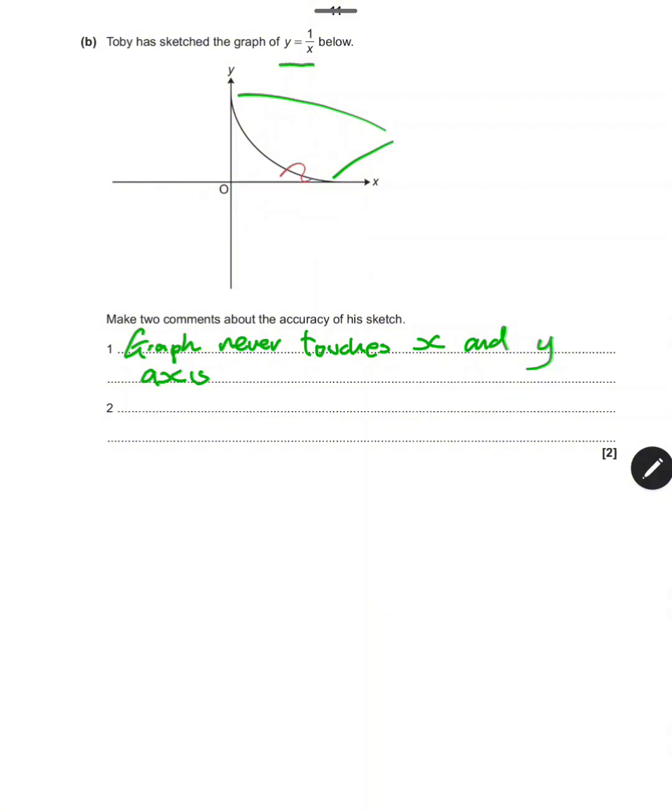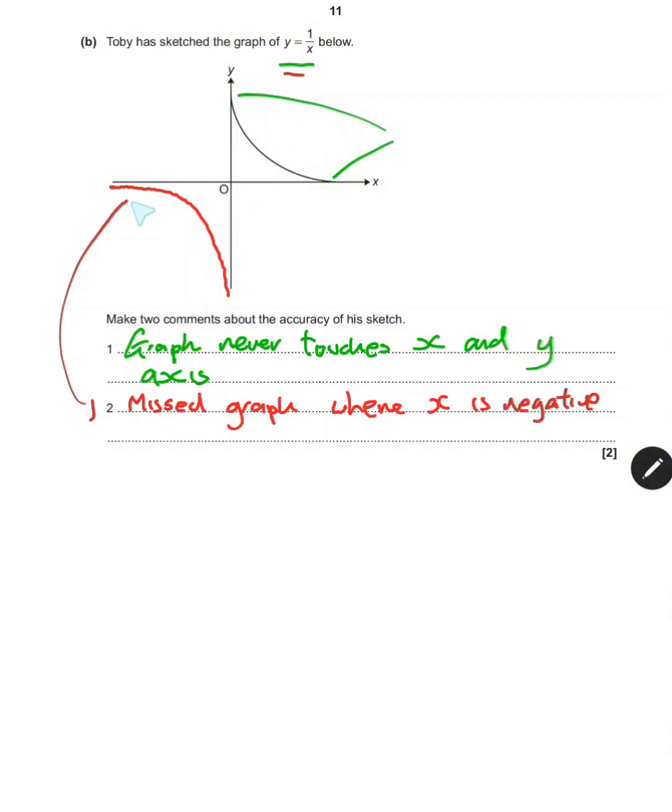The second thing that is done wrong is y equals 1 over x is actually symmetrical in terms of it will repeat down this side. So you'll have this reflection. So he's missed this bit. Anything along the lines of he's missed this part of the graph where x is negative.